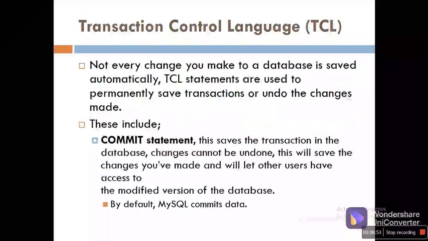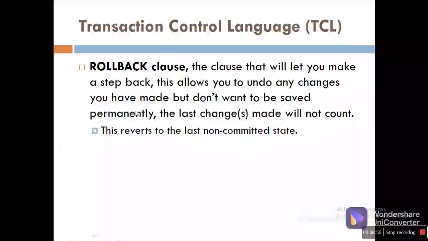And if we don't want to commit, or something goes wrong, then the statement that helps us to undo the changes is the rollback. The rollback lets you make a step back. This allows you to undo any changes you have made but don't want to be saved permanently. As I told you, we may bundle a list of statements, but if anything goes wrong, we can just undo them, so that we don't save partial data into the database. This reverts to the last non-committed statement.